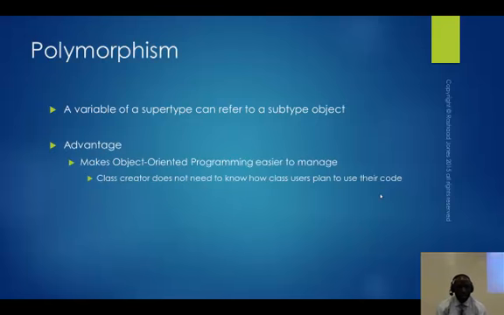The advantage, and I want to talk about the advantages first and then give you an example. The reason why I'm doing that is I think it will make understanding polymorphism a little bit easier. Remember, this is object-oriented programming, and I think the most important principle of object-oriented programming is inheritance. Something like polymorphism allows me to make object-oriented programming easier to manage.